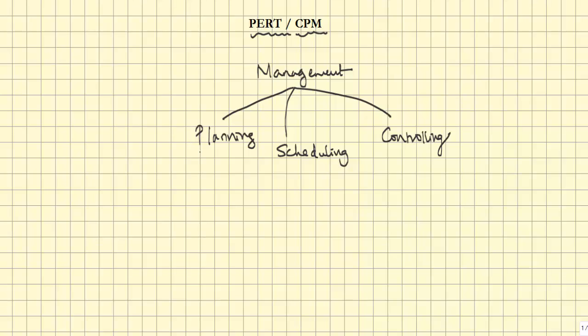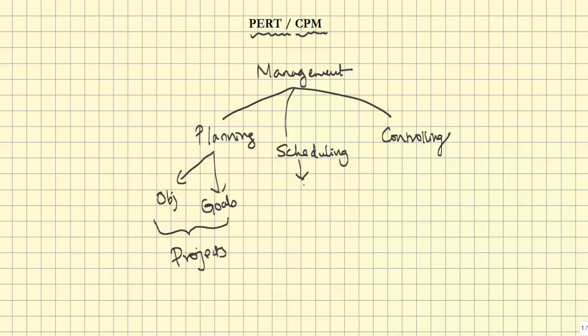So what is planning? In planning, you should formulate what is the objective, or what are your goals. So planning involves the formulation of objectives and goals which are subsequently translated into specific plans, or which can be translated into projects. Then what is scheduling?